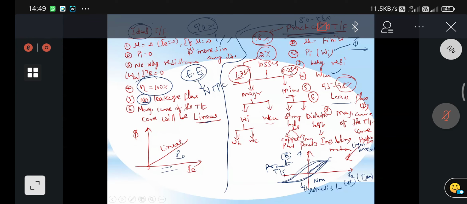So please all of you note all these points here. Generally our efficiency is 90% or more for the practical transformer. Out of 100%, 98% means the remaining 2% is the losses here. Thank you, Sandeep. Major and minor losses.